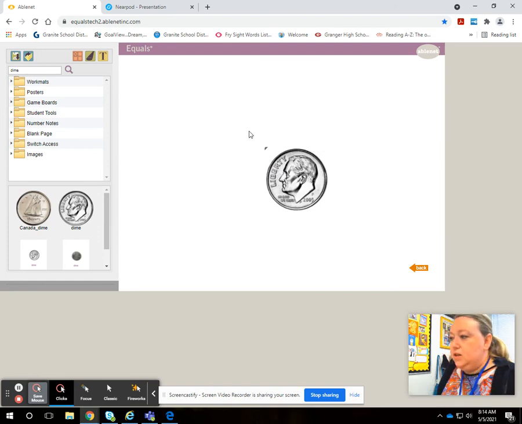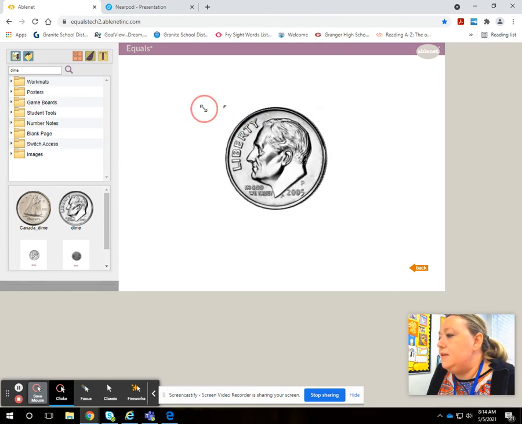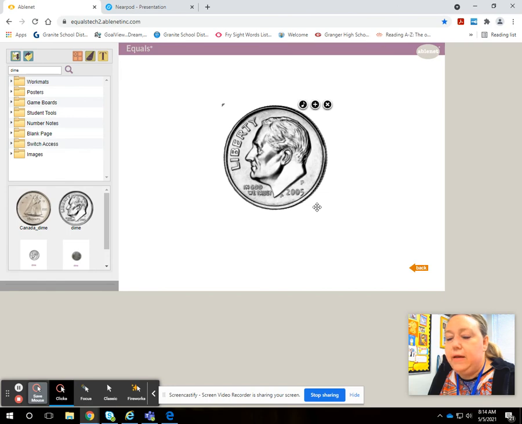Our picture of the dime, let me make this a little bit bigger so we can see it, has another picture of a guy. This guy's name is Franklin Roosevelt. Franklin Roosevelt was our 32nd president, and he was a very popular president because he was the president that kind of turned around our country after the Depression. Okay, so he's a very popular president.